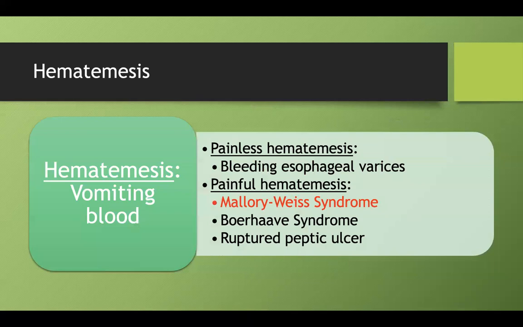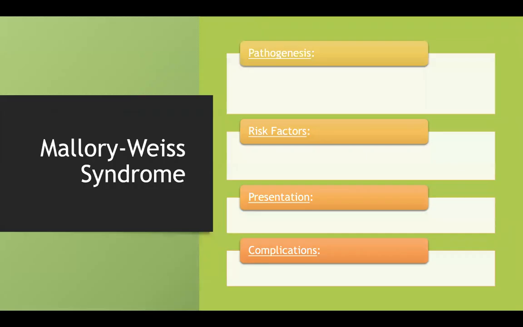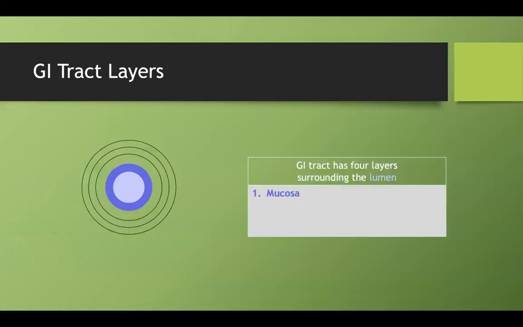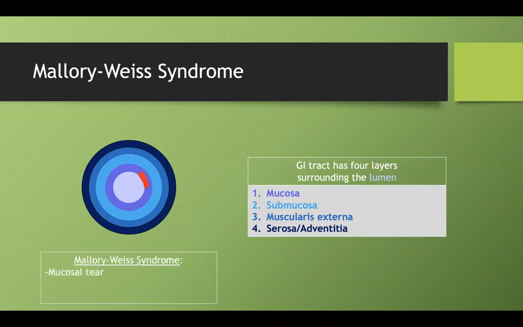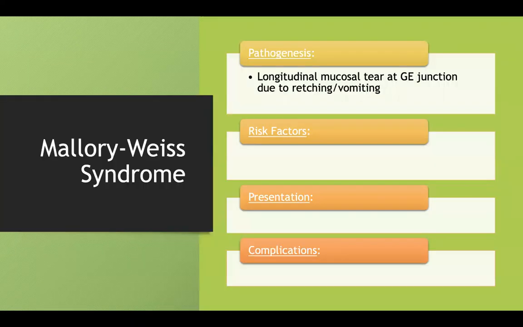So for painful hematemesis, let's talk about these three in real quick. We have Mallory-Weiss syndrome, and the pathogenesis is that you have a mucosal tear due to retching or vomiting. What does that look like? We've already seen our 4 layers of the GI tract right here: mucosa, submucosa, muscular layer, and serosa. In Mallory-Weiss, you're going to have a mucosal tear just in this layer right here, and it's a longitudinal tear, so if you imagine it's coming in and out of the screen. This usually bleeds from the left gastric artery. I've seen that tested once or twice before.